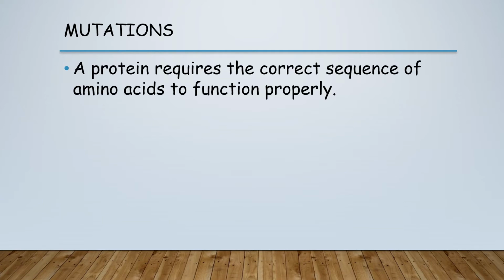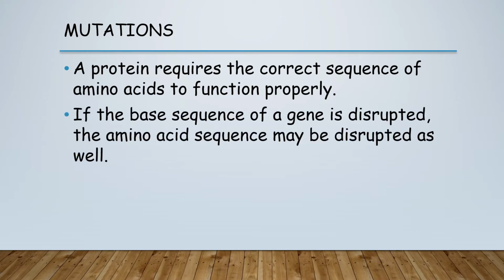In our previous higher lessons, we've talked about a protein requiring the correct sequence of amino acids to function properly. If that base sequence is disrupted, then the amino acid sequence is disrupted, and that will cause problems for our secondary, tertiary, and quaternary structures, and that's therefore going to be problematic for the operation of that protein.